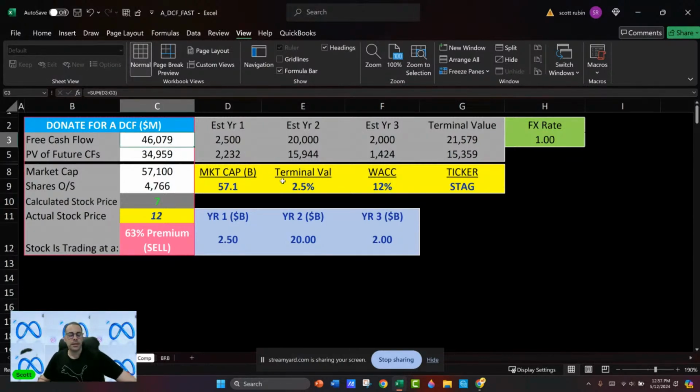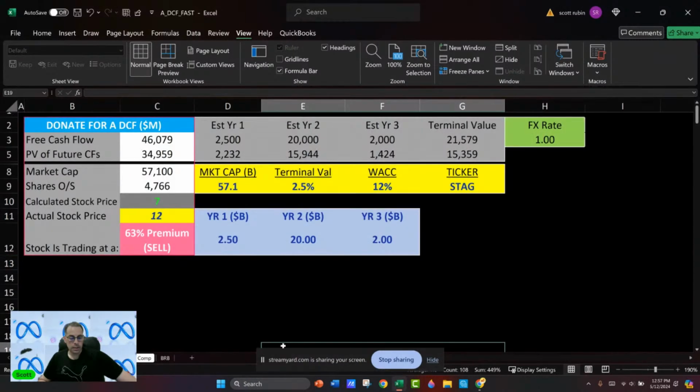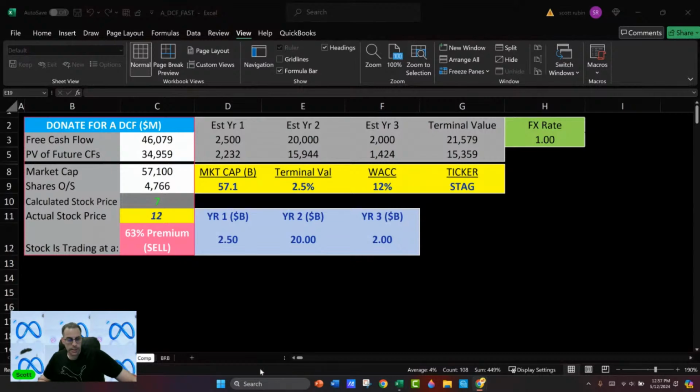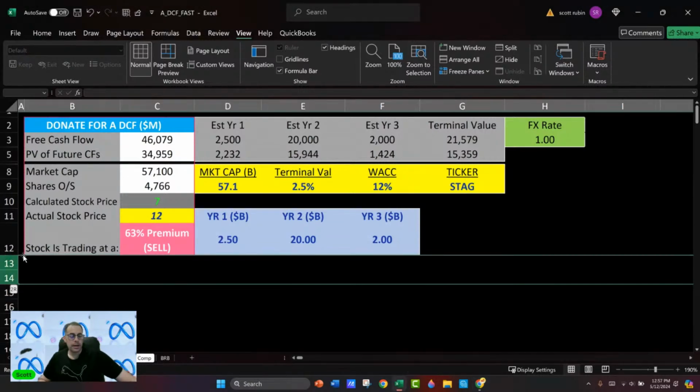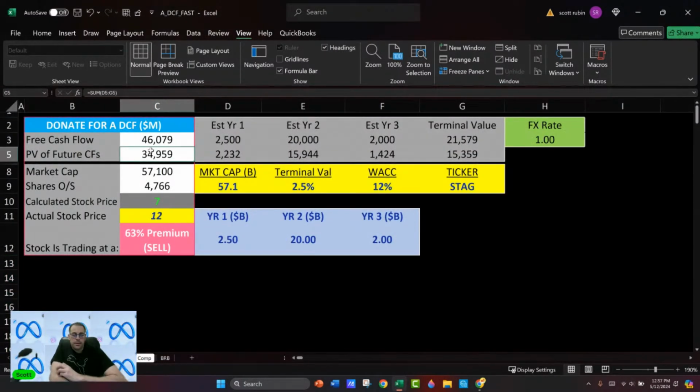So I usually use this DCF model on these live streams to do a quick calculation of a company's stock. But I'll just pick it apart and show you how to build it yourself if you wanted to. It's pretty simple. It can get more complicated, but this pretty much does the job for DCF.